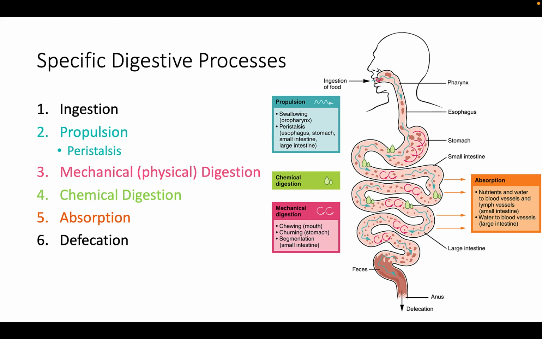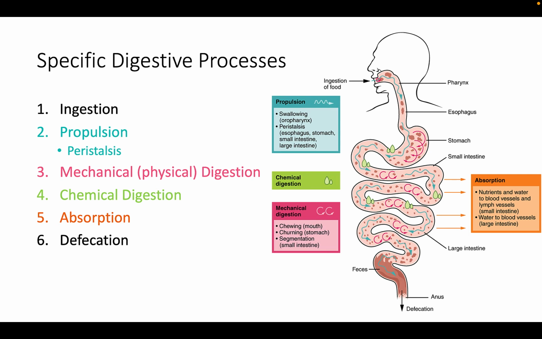This act of swallowing is voluntary, and it is the last voluntary act until defecation. This propulsion is characterized by what we call peristalsis, and that is sequential alternating waves of contraction and relaxation of smooth muscles along the alimentary canal, and these act to propel food along the way that they need to go.